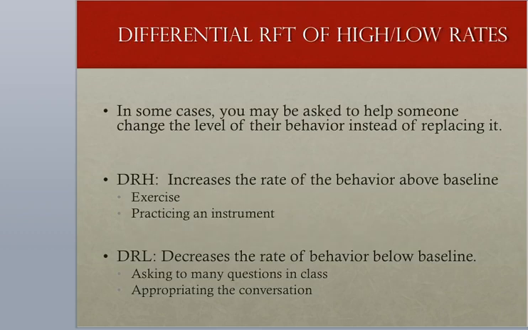All right. Now, in some cases, you may be asked to help someone not just to replace a behavior, but just to change its level. In other words, the behavior is occurring, but it's just not occurring at a high enough or a low enough rate. So we don't want the behavior to go away altogether. We just want to increase or decrease the rate at which the behavior occurs. So a differential reinforcement of high rates, a DRH, increases the rate above baseline.